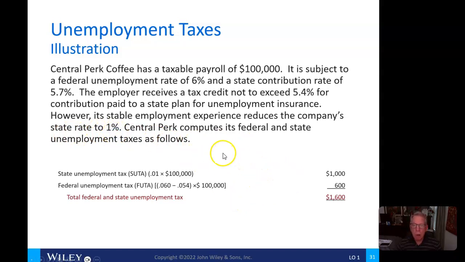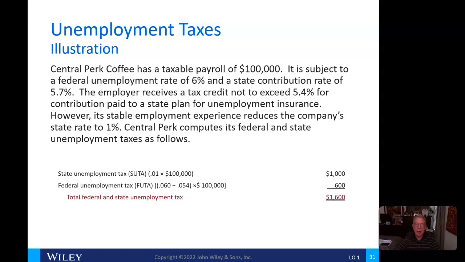Okay. Central Perk then computes its federal and state unemployment taxes as follows. It's going to take 1% of the $100,000. That's $1,000. That's for the state, SUTA. But the federal, we're going to take that 6% and reduce it by the 5.4%. And that's going to be 0.006. And multiplying that times 100,000 gives me $600. So the federal and state unemployment tax is $1,600.